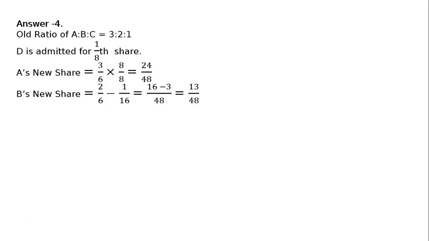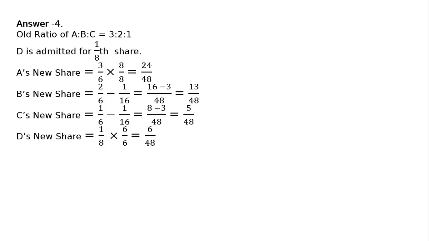Next one is C's new share. Same, old share is 1/6 minus giving 1/16 to D. That is equal to LCM 48, 8 minus 3 is equal to 5/48. Now we are getting LCM 48, denominator 48, 48, 48.